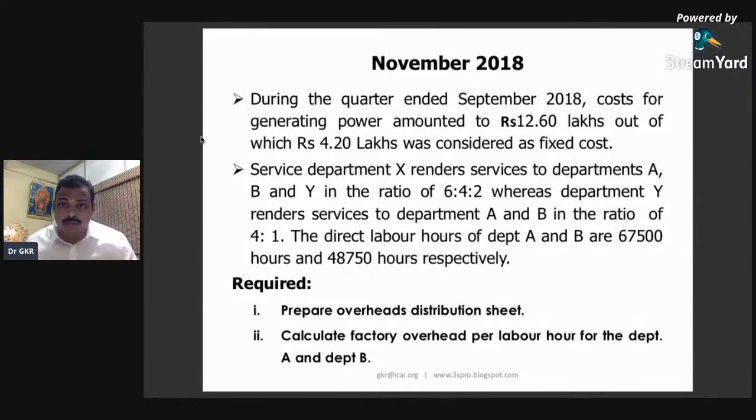Wow. Out of which 4.2 lakhs are considered as fixed. So that means the remaining is variable. Fixed cost. Okay. So during the quarter ended, this is your cost.